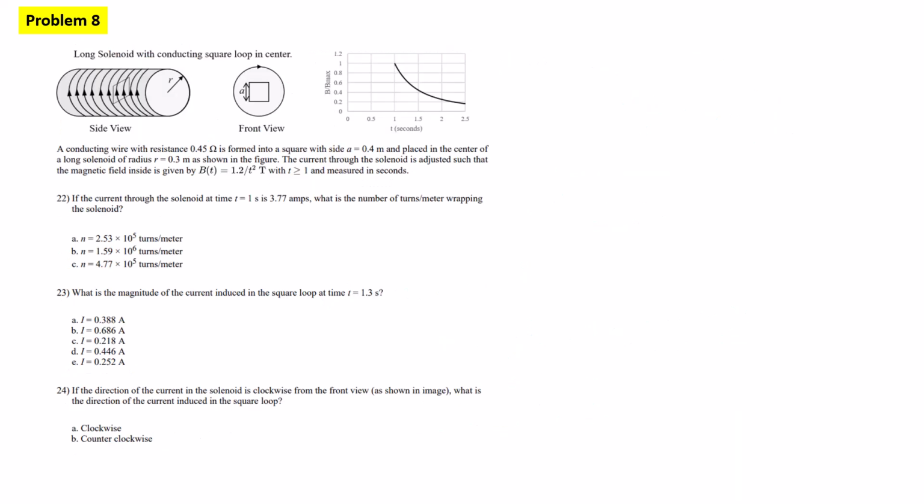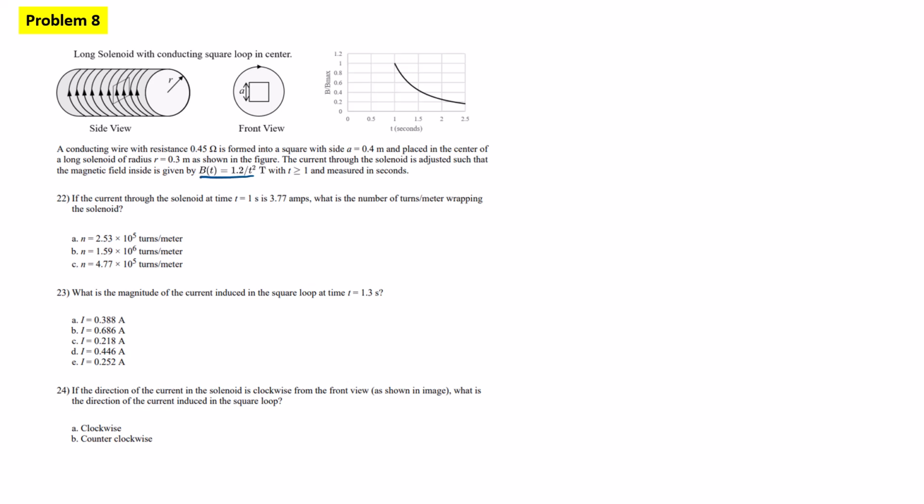All right, here's problem 8. It says we have a long solenoid with a conducting square loop in the center over here. The conducting wire with resistance 0.5 ohms is formed into a square, so that's inside over here. It has a side of 0.4 meters and is placed at the center of a long solenoid, which has a radius of 0.3 meters. The current through the solenoid is adjusted so that the magnetic field varies like this, and they're giving us the graph.